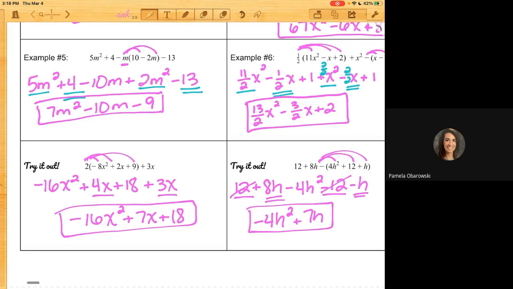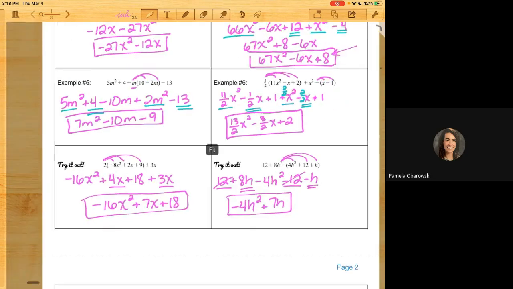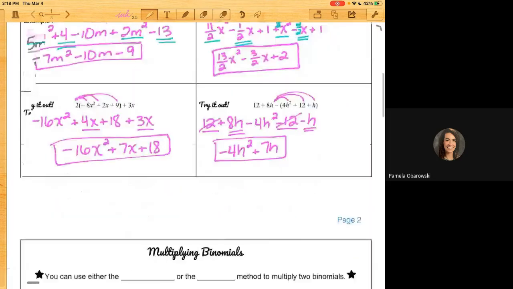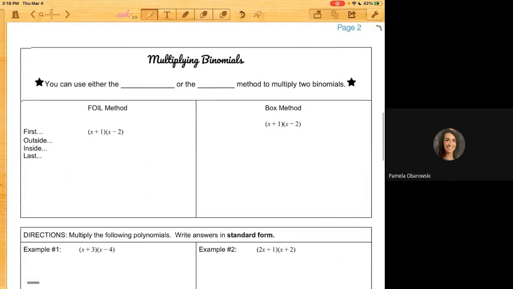Okay, so in each one of those, what we did is we distributed in a monomial. We were only distributing in one term. So we're going to shift gears and talk about how we multiply binomials together. So binomials, the prefix bi meaning two. So we're going to multiply two binomials together. I can either use what we call the FOIL method or the box method. FOIL is an acronym. So I can use either one of these methods.